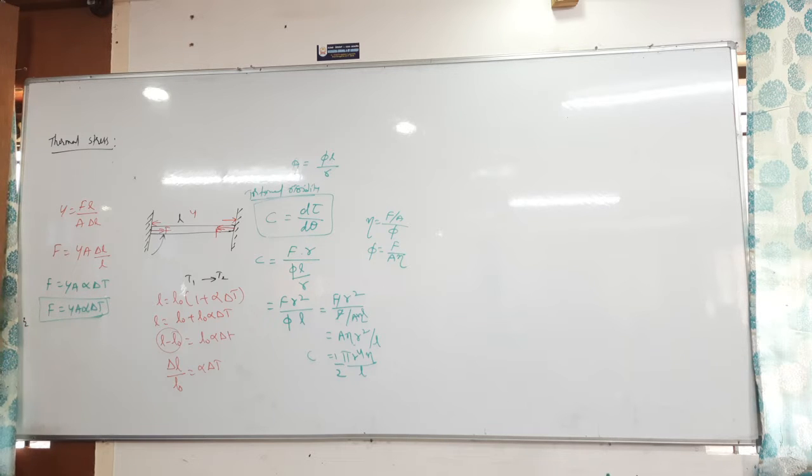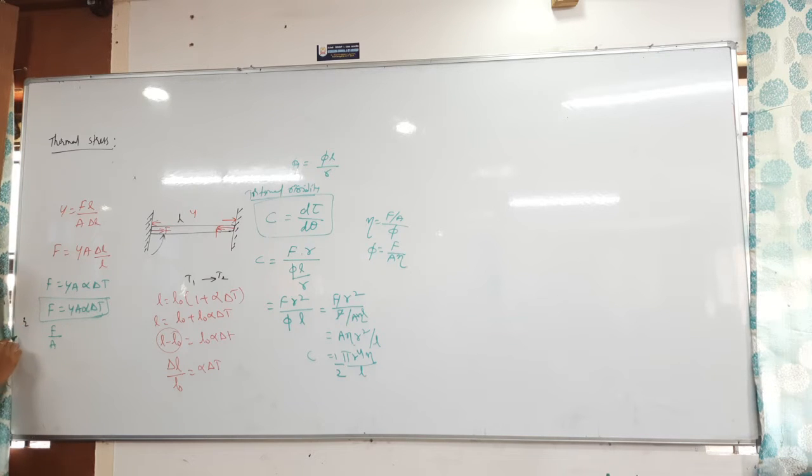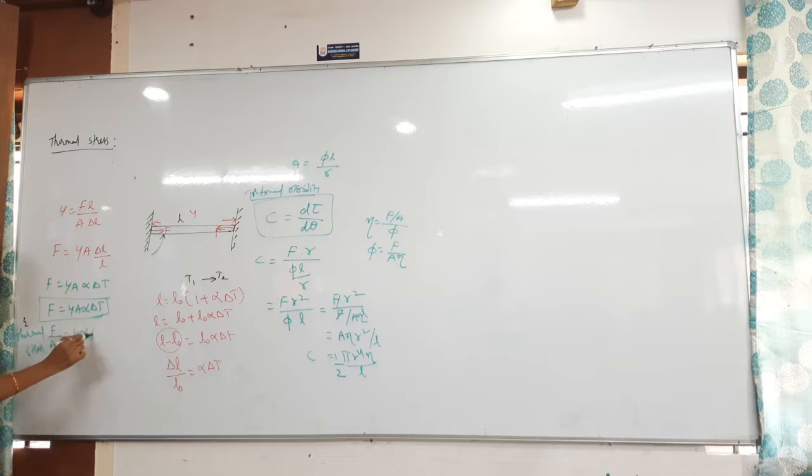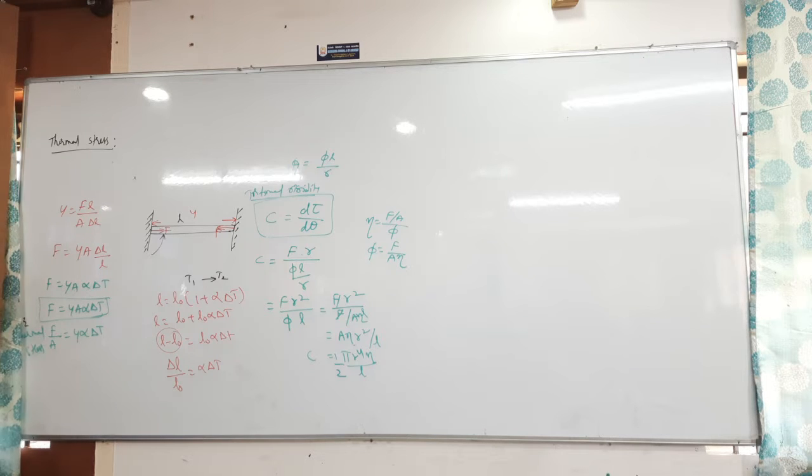I want to find out the thermal stress. What you have to find out? F by A you have to do. This is the thermal stress. Force applied by the wall we have to find out. Force applied by the wall is equal to force applied by the rod also. So thermal stress F by A is equal to, what can I write simply? Y alpha delta T.